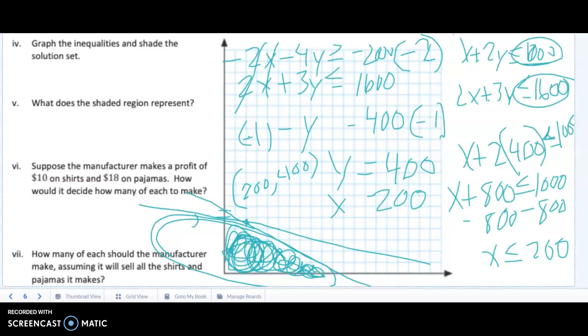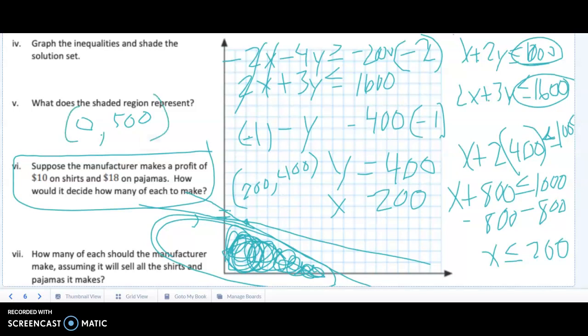Okay, so for this one, what you would want to say is you would either want to be right here at 0, 500, or you'd want to be all the way down here where this one's at. And I think that one's actually like 800, 0. I think that's where it's at. You would either want to be there or you would want to be at this exact spot. That's where you're going to make the most money. Is either making all of pajamas or all shirts or this combination of both.